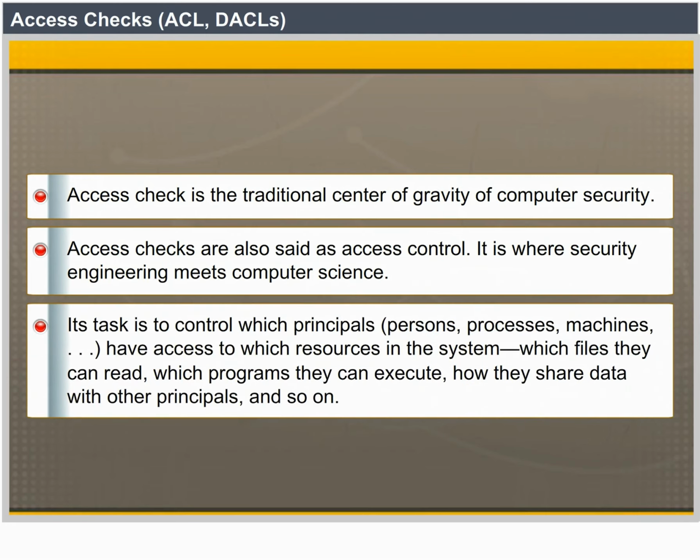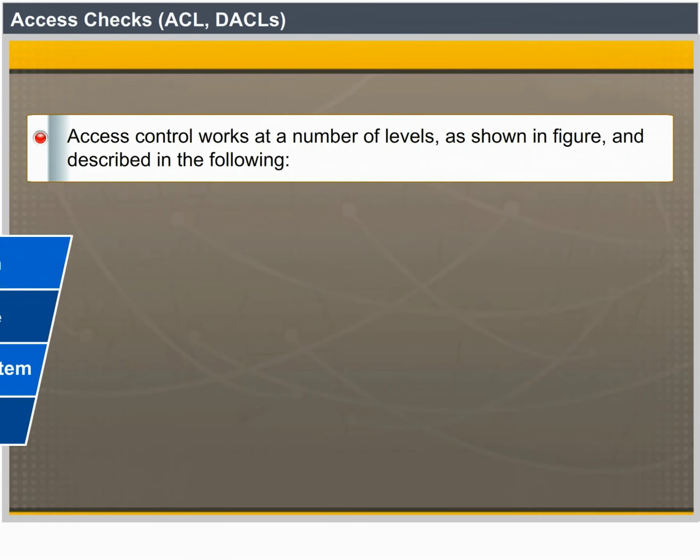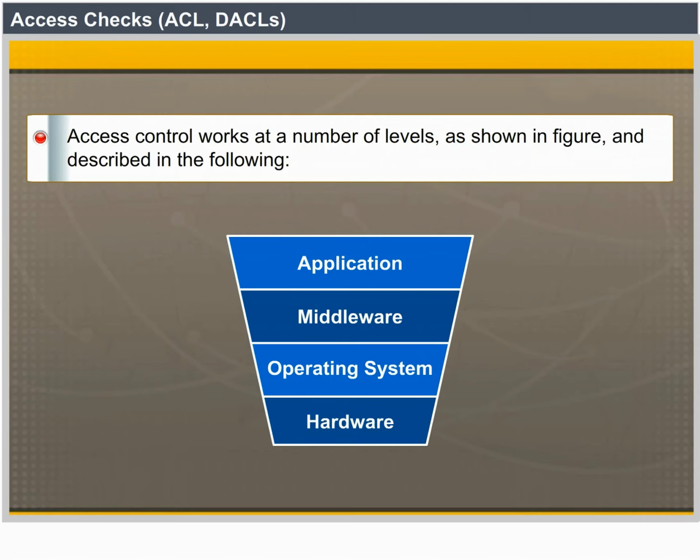Its function is to control which principals, persons, processes, machines and so on have access to which resources in the system, which files they can read, which programs they can execute, how they share data with other principals and so on. Access control works at a number of levels as shown in figure and described in the following.